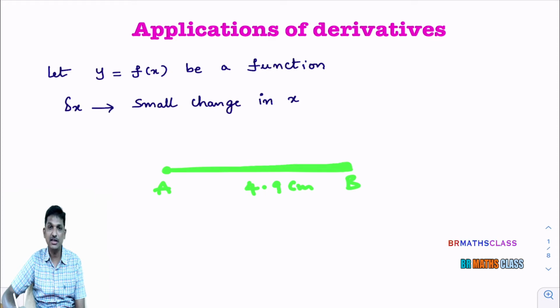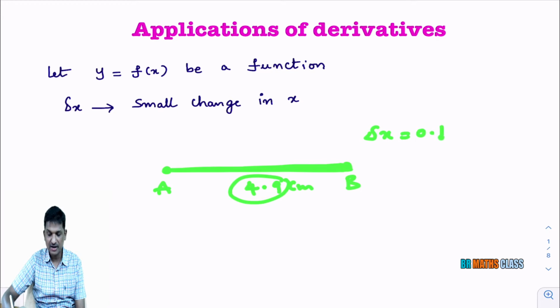The actual length is 5 centimeters. While measuring, you made a mistake. Actually, x is 5 centimeters. Delta x is the small change in x, that is 0.1. I hope you understand what is delta x. Delta x means small change in x. Delta x is also known as error in x.